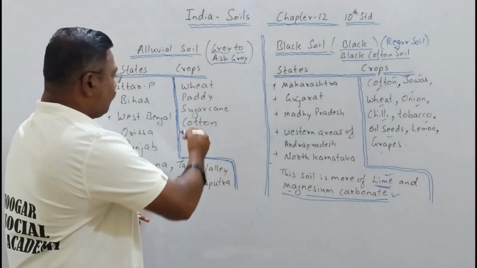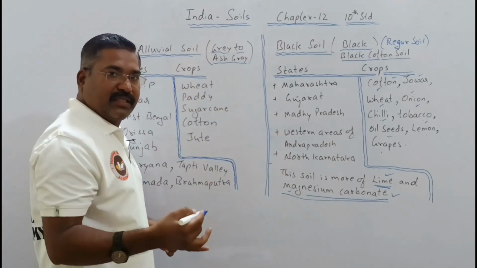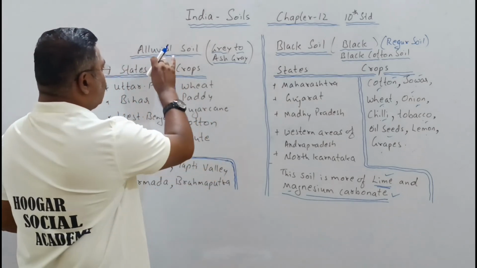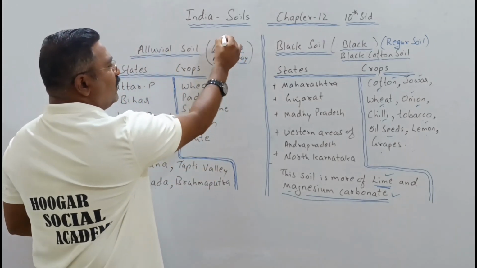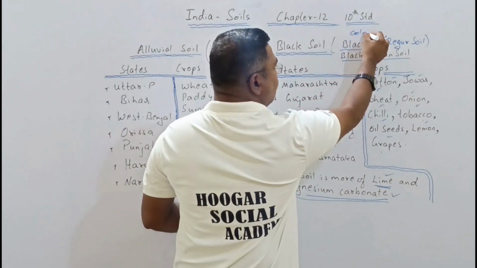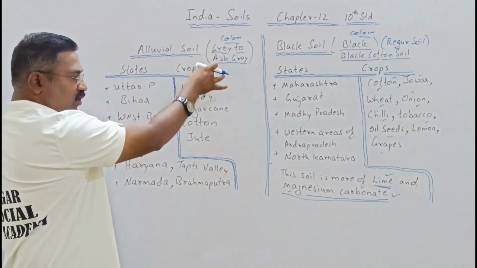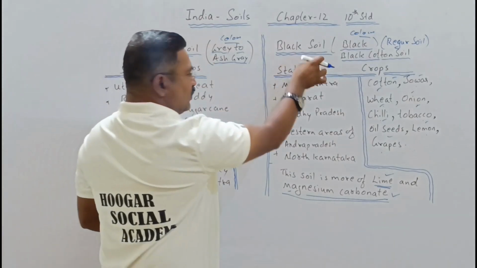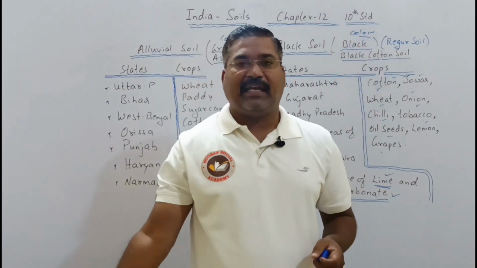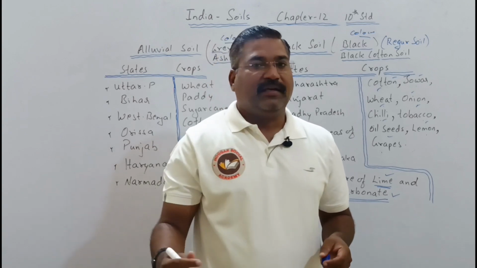So the purpose of marking all this is to help you make notes very easily, by directly taking them from the board itself. So this is alluvial soil, with the color in the form of grey to ash color, and here the color is black. Then the states and what type of crops we grow. This is what we have regarding alluvial soil as well as black soil. Okay, right?